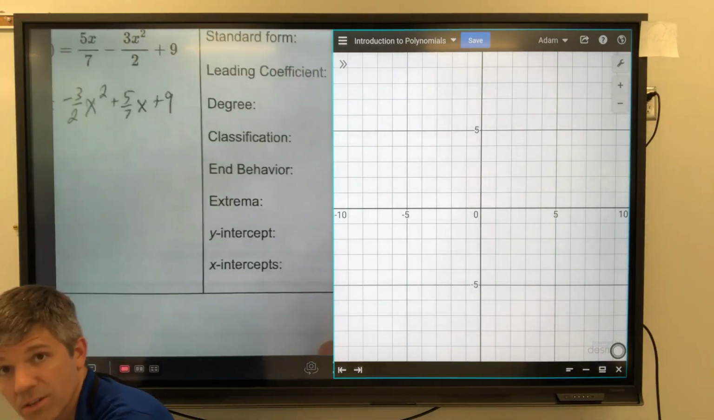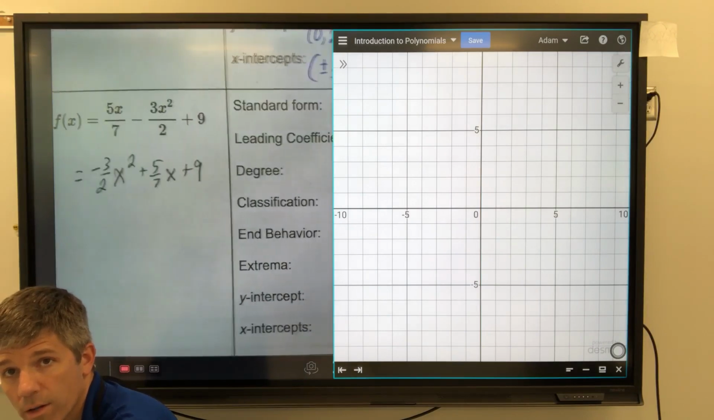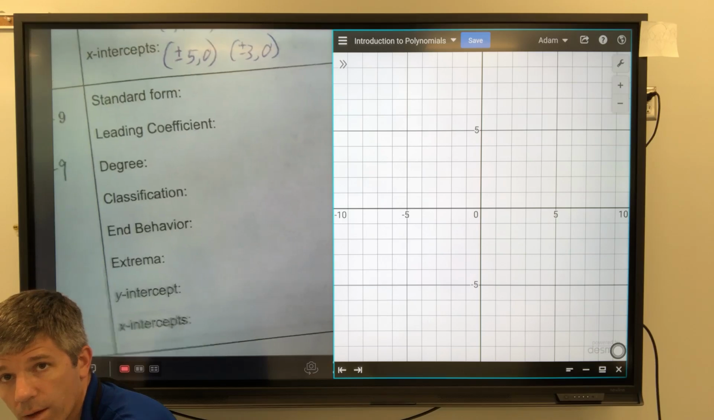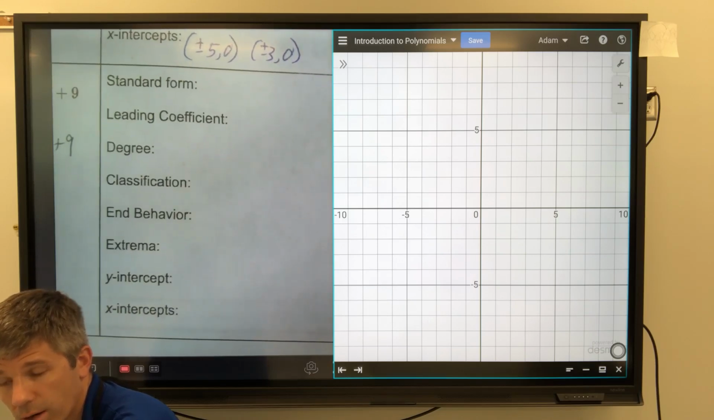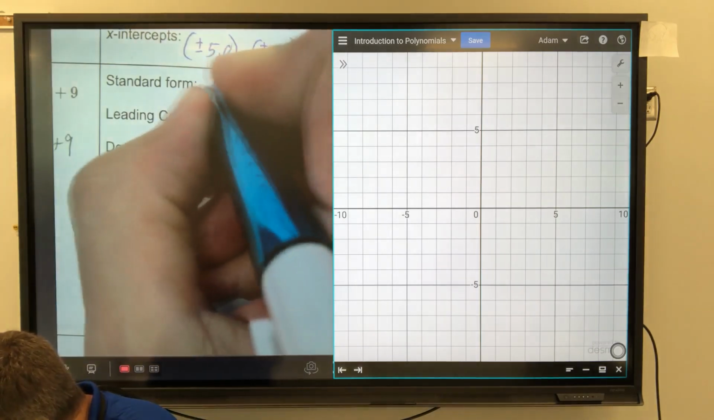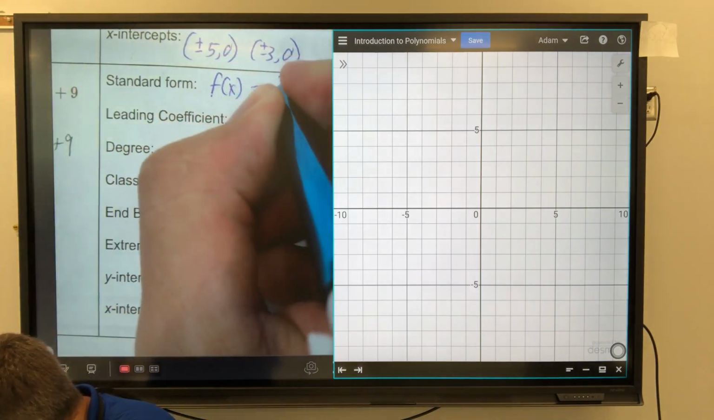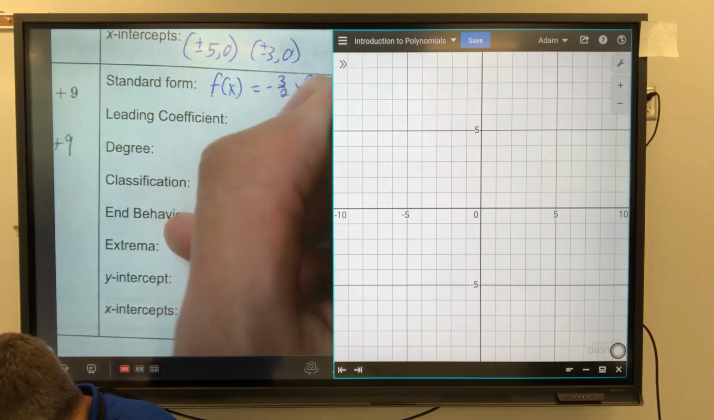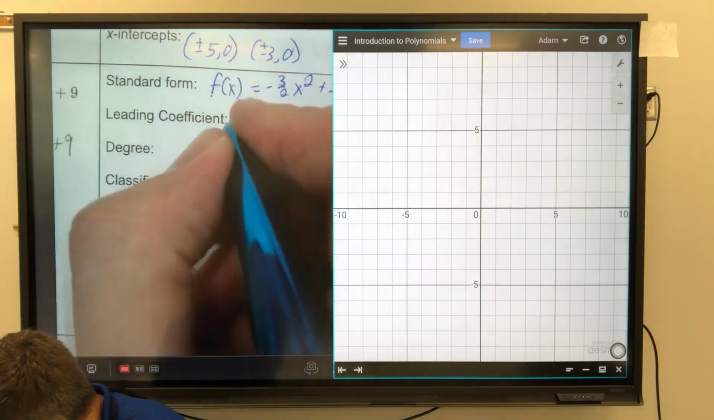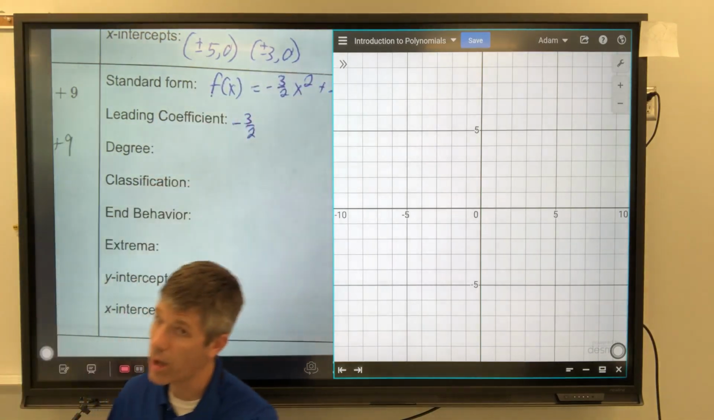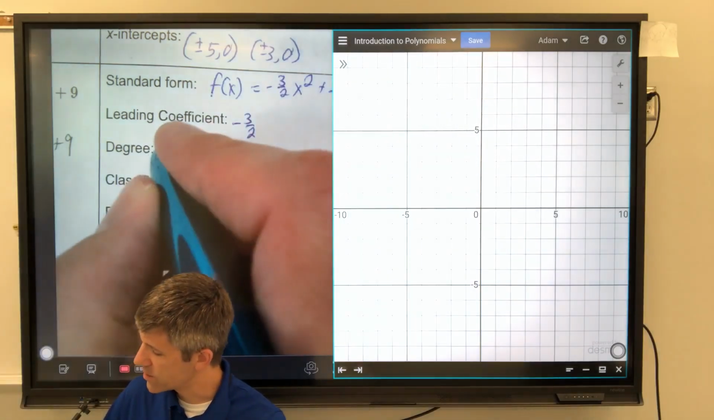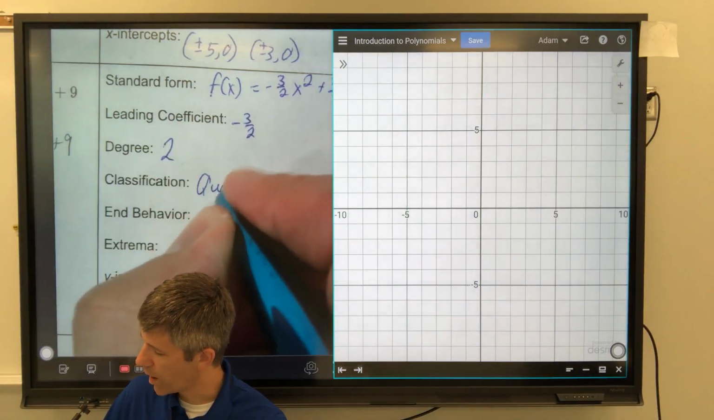So let's scooch this over to where you can see it right there. There we go. A little crooked, straightened up. There we go. Let's write it. Standard form, f of x equals negative 3 over 2x squared plus 5 over 7x plus 9. Leading coefficient is negative 3/2. Leading term would be negative 3/2 x squared. Just saying. Degree is 2. That means this guy is quadratic.